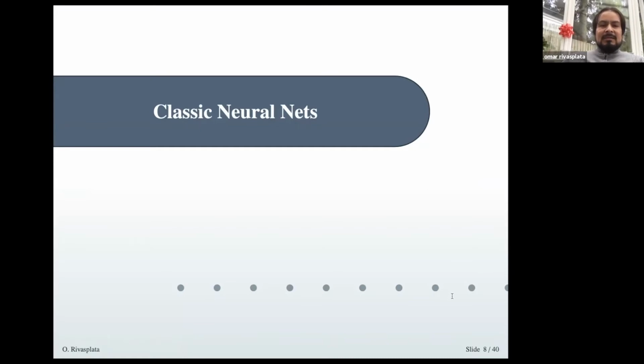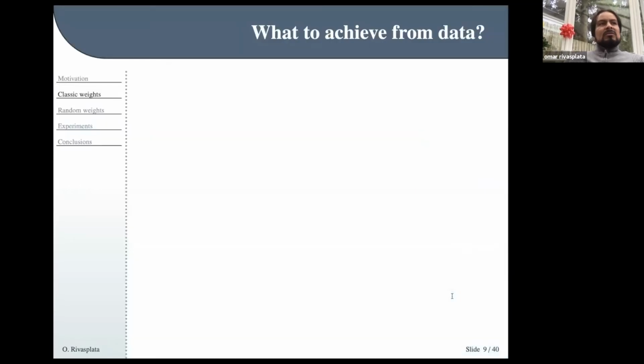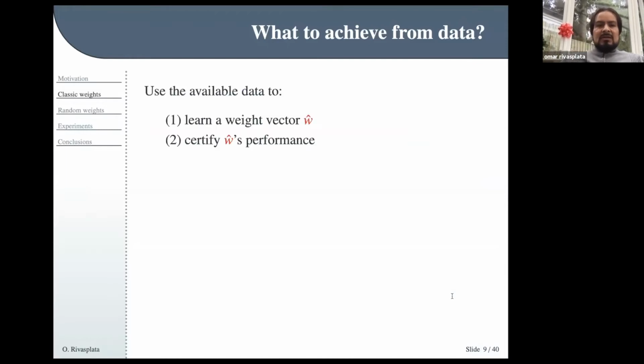I'm going to use the setting of classical neural nets. What I mean by this is that the output of the training process is a fixed setting of the neural network weights. I'm going to use this to talk about generalities of the statistical learning framework. From data, you want to learn, let's call it, a weight vector. It's really a collection of matrices, each corresponding to a layer of the neural network, but just imagine all of the matrices flattened into vectors and appended one after the other, giving a very long vector that accounts for all the connection weights in the network. That's the output of training.